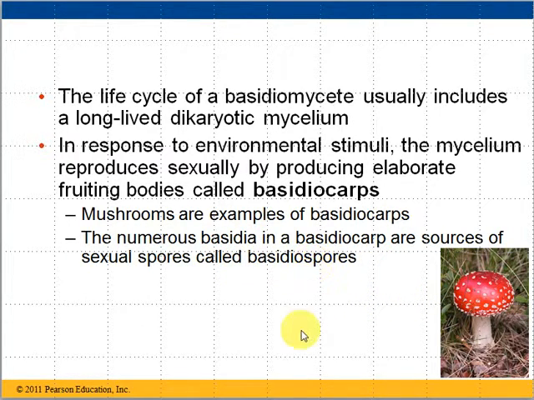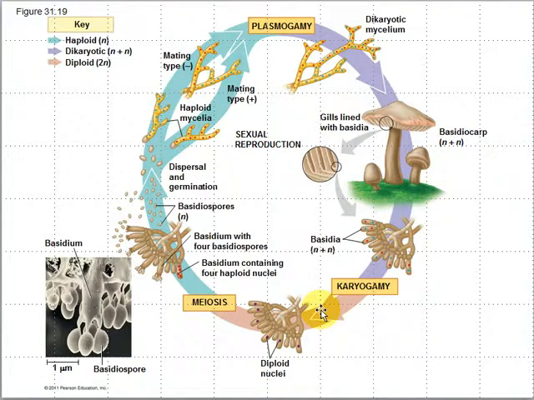So again, one more time, these guys can reproduce in a couple of different ways. We can go through the whole process of the spores growing mycelia of, say, a negative and a positive mating type. They can undergo plasmogamy, where they join together. They usually spend the majority of their life in this stage, the dikaryotic mycelium, and then they will produce these basidiocarps. Inside these basidiocarps, you'll see gill-like structures lined with what's called basidia.